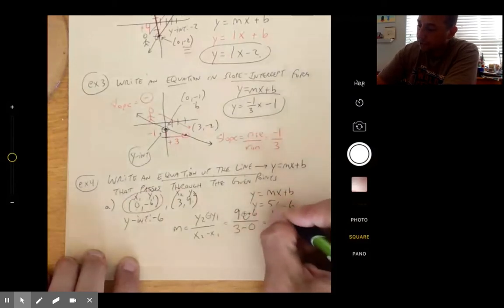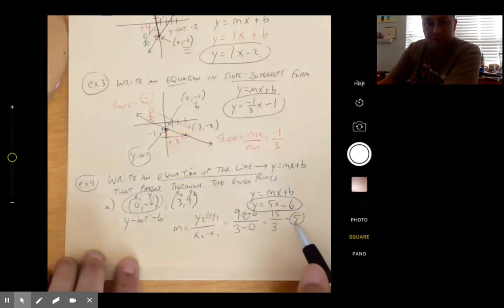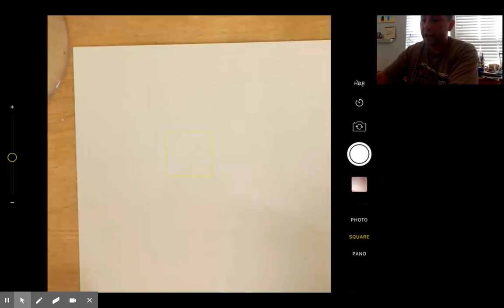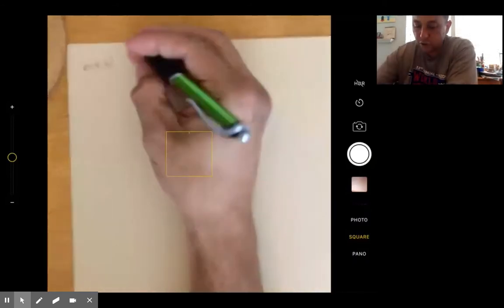So that is my equation: y equals 5x minus 6. Okay, so that was example 4A. A lot of these are the same examples that I gave you guys if you go to Google Classroom and take a look at the notes that I put on there. So let's try another one.